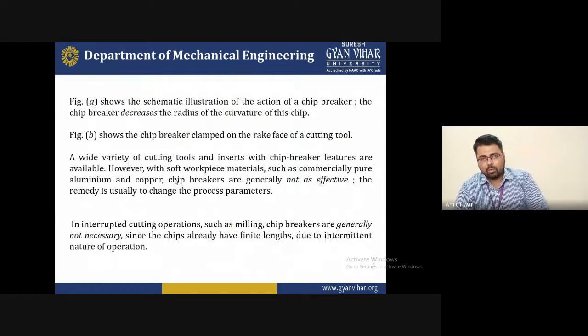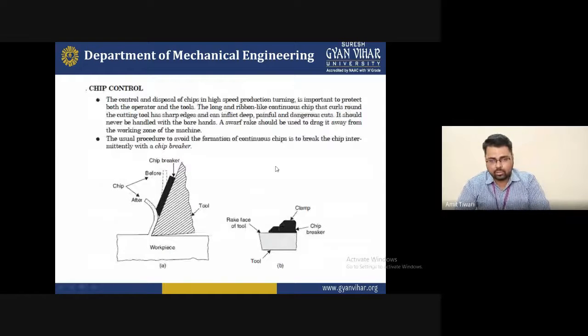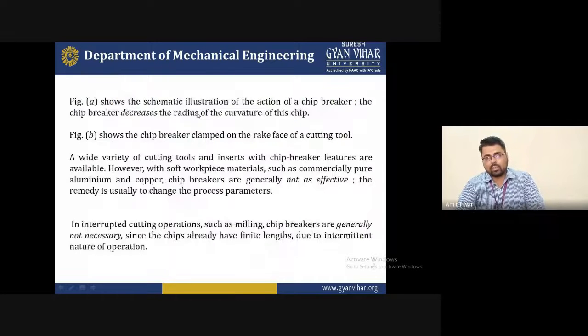In diagram A, it shows a schematic illustration of the action of the chip breaker, and the chip breaker decreases the radius of curvature of the chip. You can see in the diagram that before putting the chip breaker, the radius formation is like that, and after putting the chip breaker, the chip formation is like this. So these are the differences between before and after. You can see how much difference there is. This is what is required, and this was generated before the chip breaker was put on the surface of the tool. So basically it is a good phenomenon, as we decrease the radius of curvature with the help of a chip breaker.